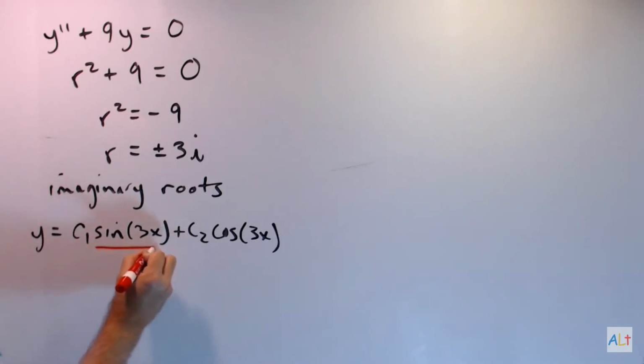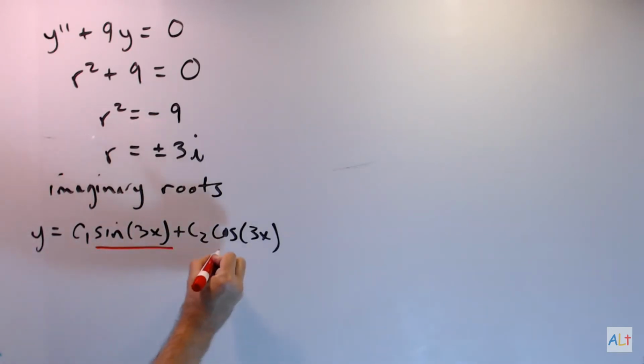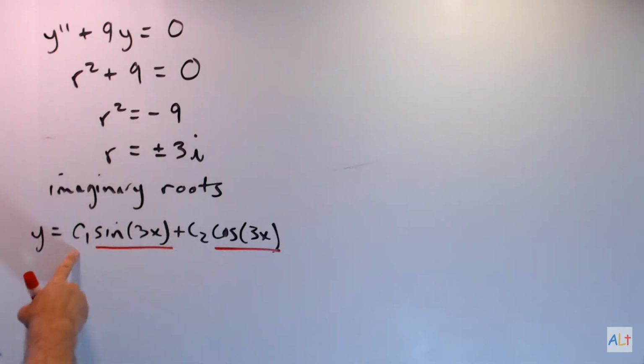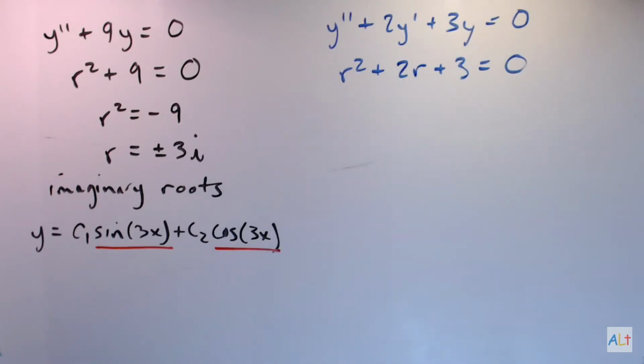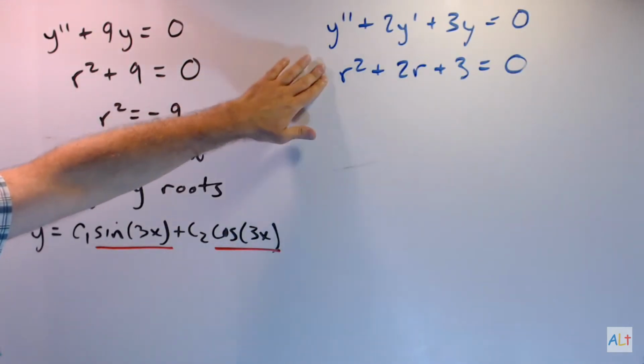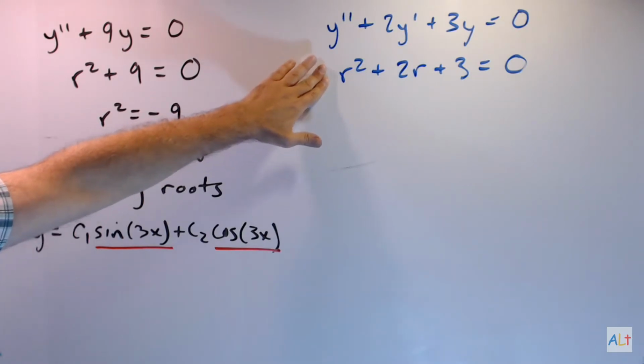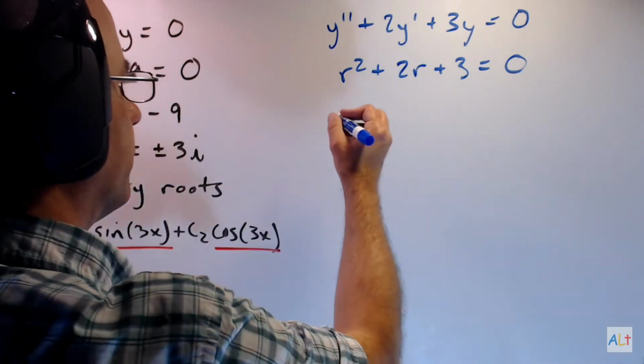So sine of 3x all by itself is a solution. Cosine of 3x is another solution. Any linear combination of the two is a solution. One more example. Here's our differential equation. Here's the characteristic equation. And I'm going to use the quadratic formula to solve this one.